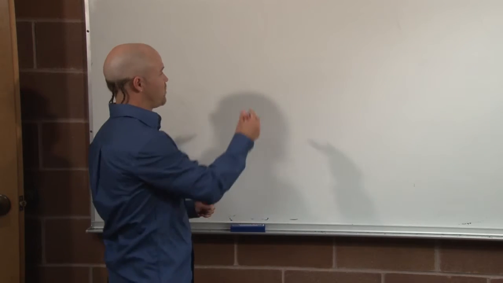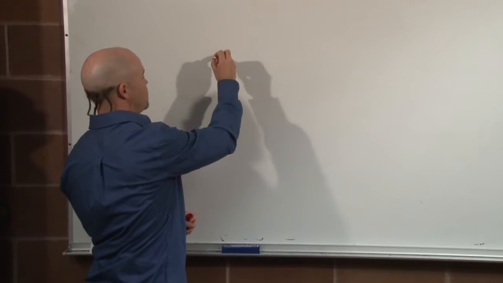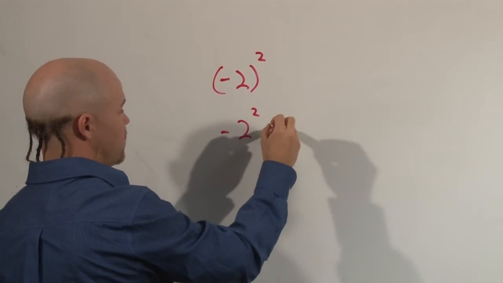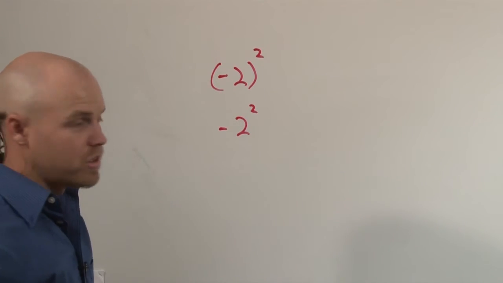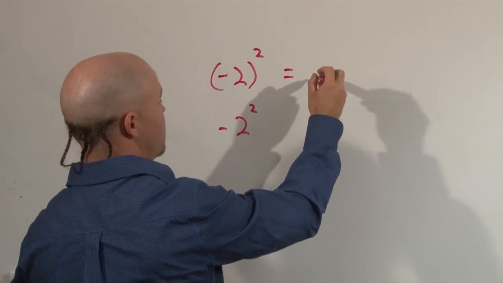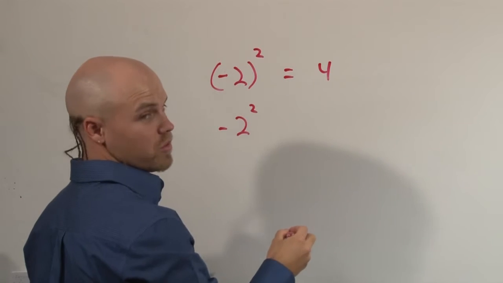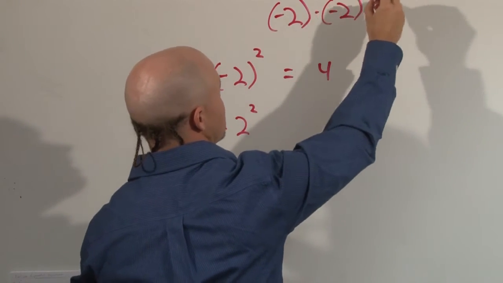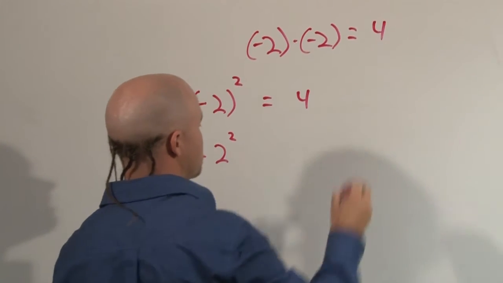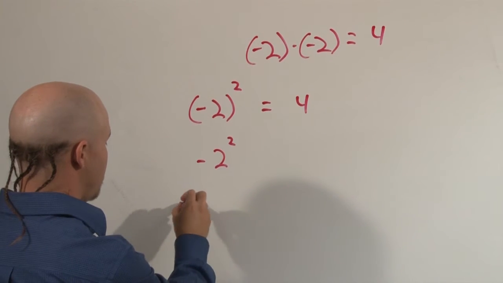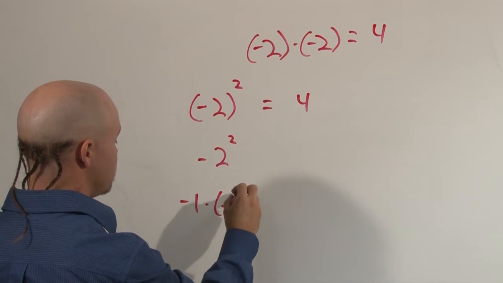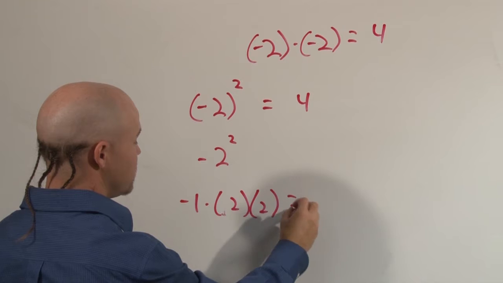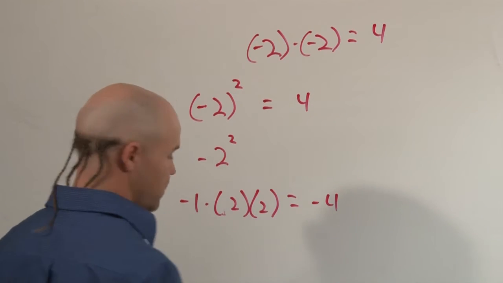Okay, so what's the difference between negative 2 squared and a negative 2 squared? Well, like I said, this is going to end up being a positive 4 for the reasoning of a negative 2 times a negative 2 is going to give us a negative times negative, so we get the positive 4. Whereas this one is going to have a negative 1 times a negative 2 times a positive 2 times a positive 2, which gives you a negative 4.